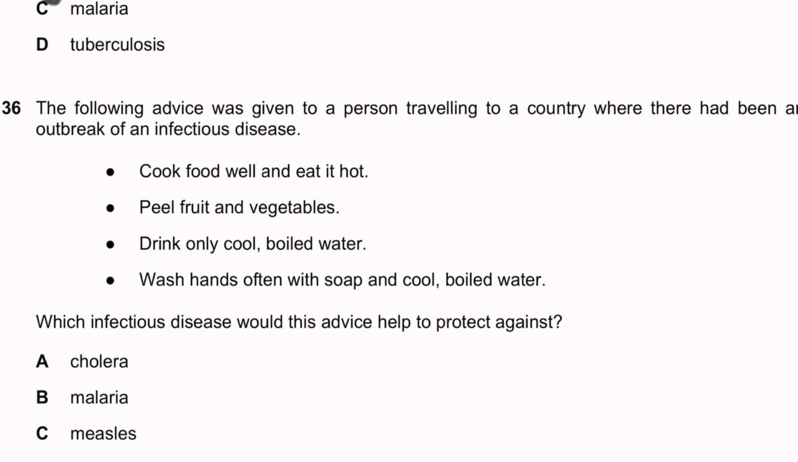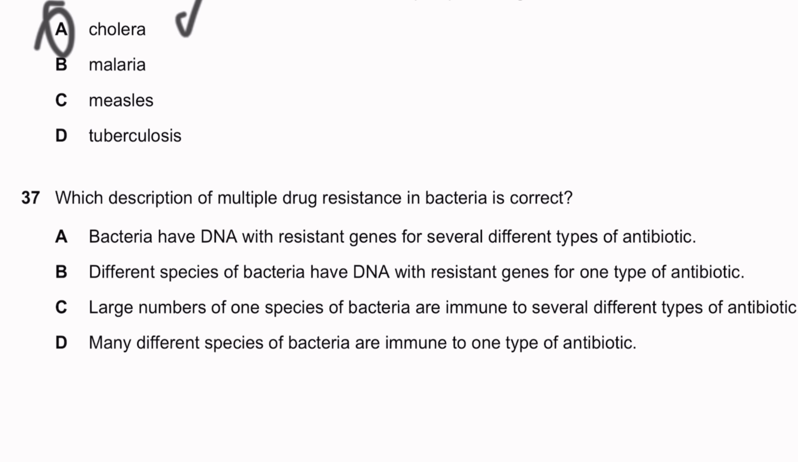The following advice was given to a person traveling to a country where there had been an outbreak of an infectious disease. Cook food well and eat it hot, peel fruit and vegetables, drink only cool boiled water, wash hands often with soap and cool boiled water. What infectious disease would this advice protect against? So I would assume that you are protecting yourself against cholera. That's letter A because it only has to do with food, and that's it.